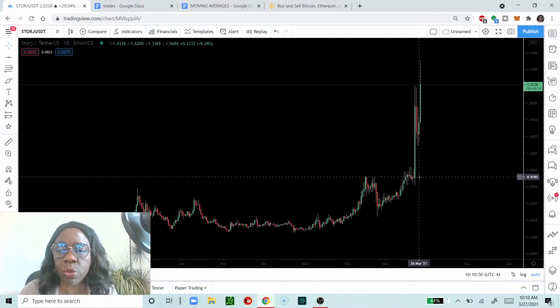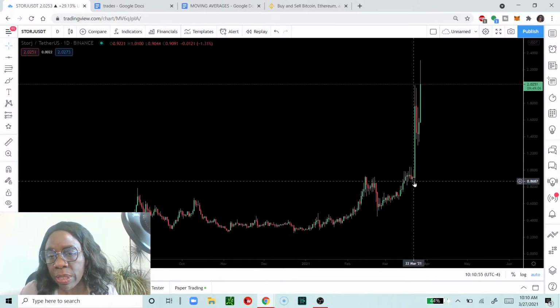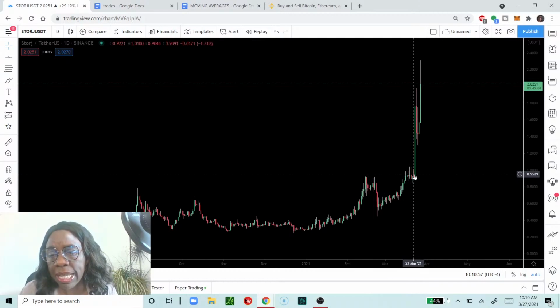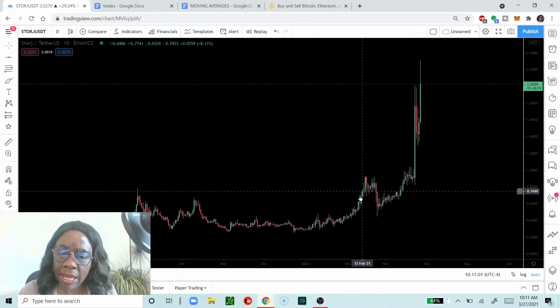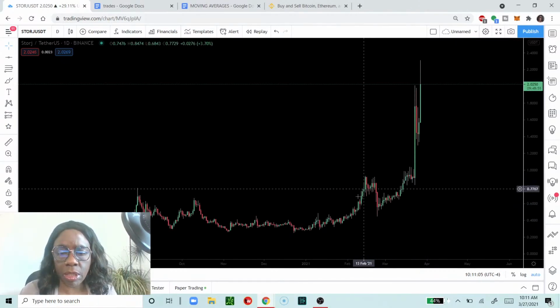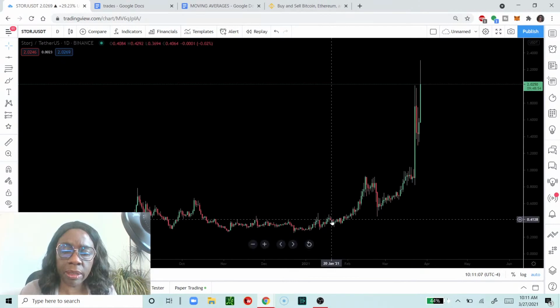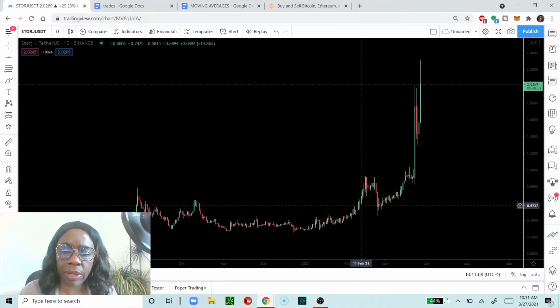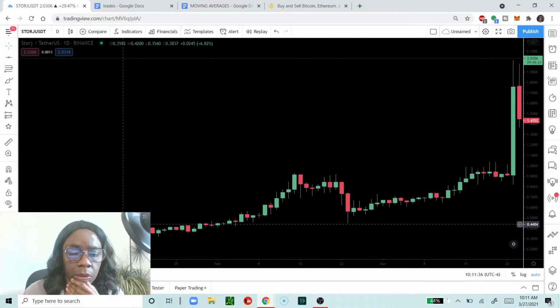24 hours, 26th of March. But what about the last time it pumped? And I don't really want to count 2 days ago, because that's all part of the pump over the past week. Here's over here, let's see, this area here, right here. So I'm going to enlarge this chart over here.